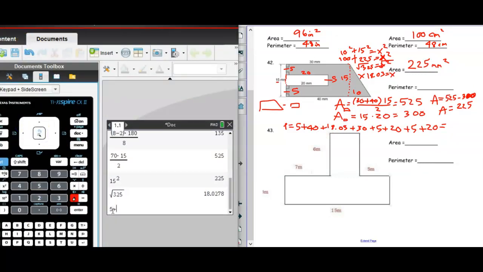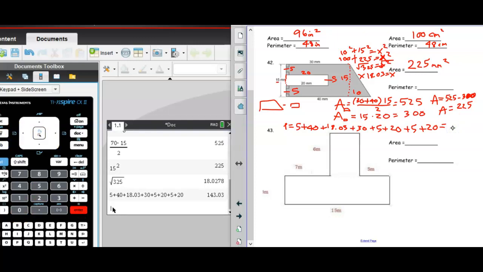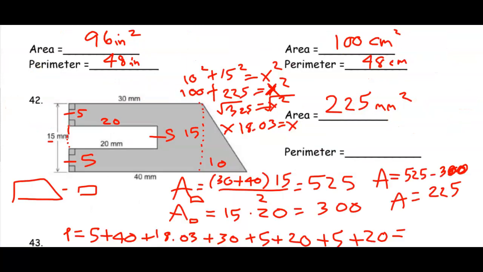All right, 5 plus 40 plus 18.03 plus 30 plus 5 plus 20 plus 5 plus 20. After all that, you get 143.03 millimeters.